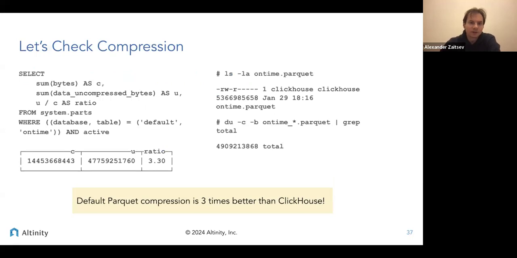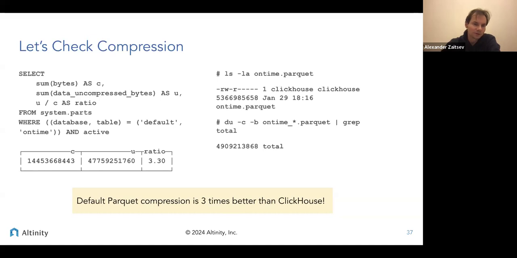The next topic is compression. Both MergeTree and Apache Parquet are known for good compression. But what are the real numbers? Apparently, the on-time database is not a good example for this.